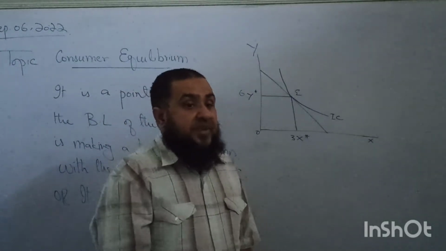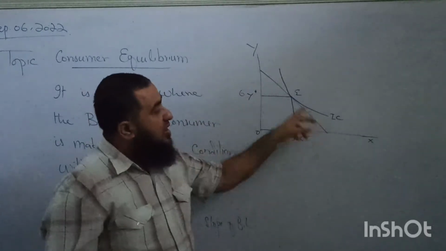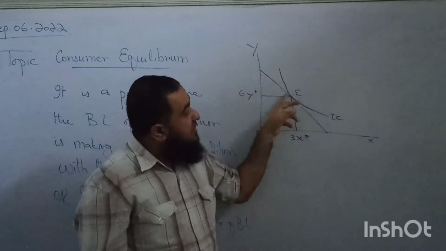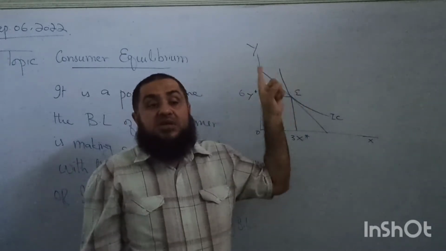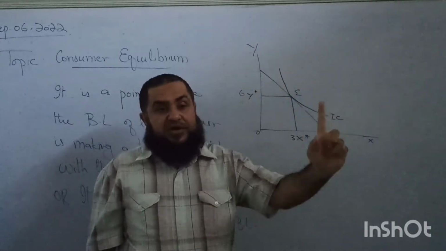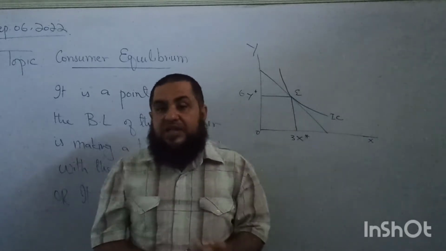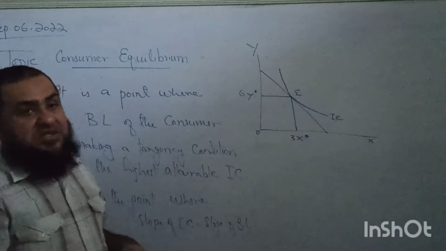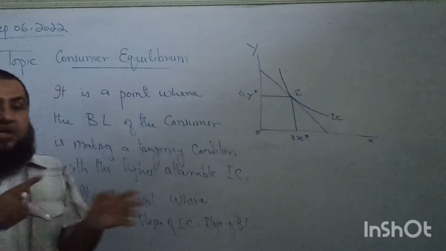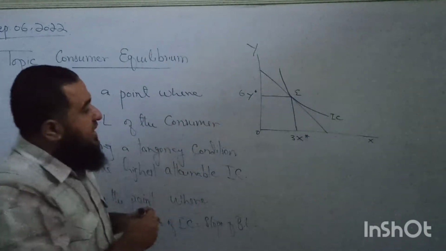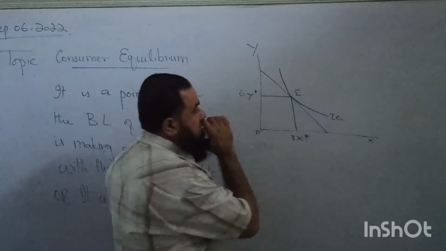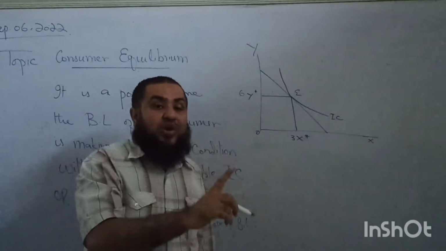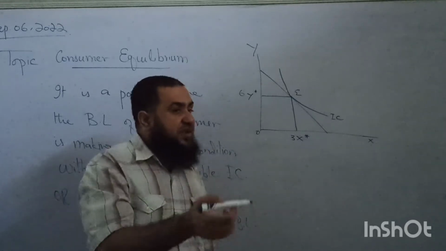Tangency condition. Tangent means that the indifference curve is a non-linear curve, so the budget line is going to touch the indifference curve at a single point. Like if you draw a circle and then draw a tangent along that circle, that is called a tangent, which is touching the circle at a single point. So here at equilibrium, what is the condition of equilibrium? The slope of the budget line equals the slope of the indifference curve.